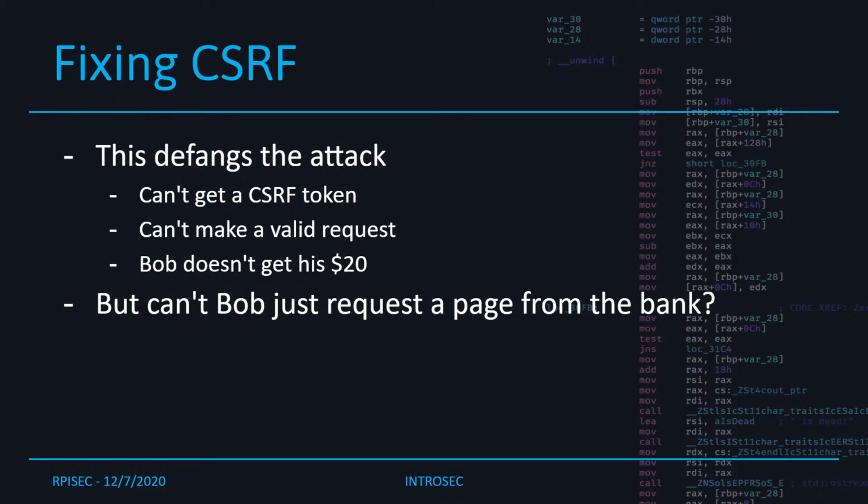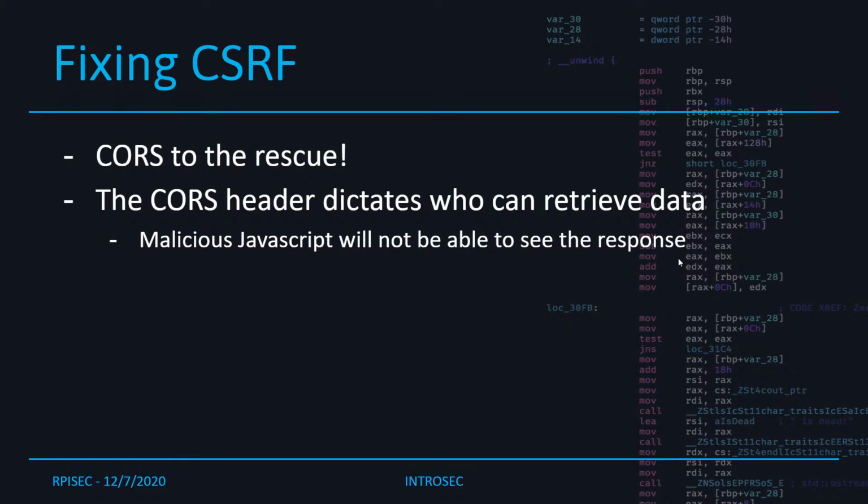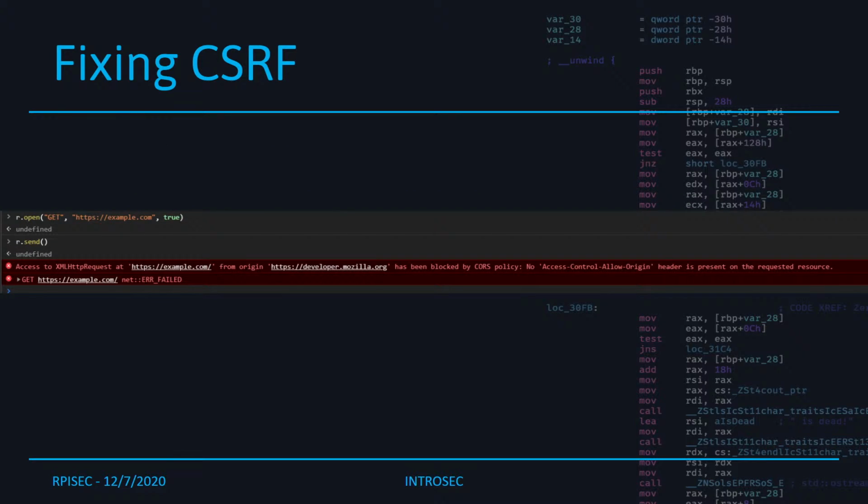Now you might wonder, wait, hold on. Can't Bob just ask for the page? Because he can make requests, right? And he could load images. We know that a website can load images and do stuff with them. So CORS prevents this. And again, it says who is allowed to actually load data from the site. So malicious JavaScript cannot see the bank's send money page if Bob asks for it. It'll just get an error. And you see here, I try to load something from example.com, and nope, doesn't work.